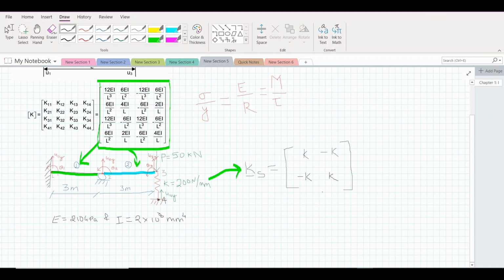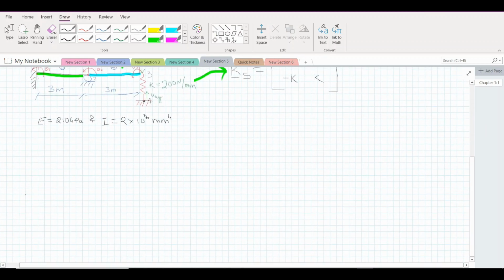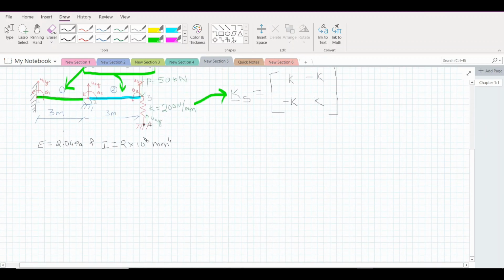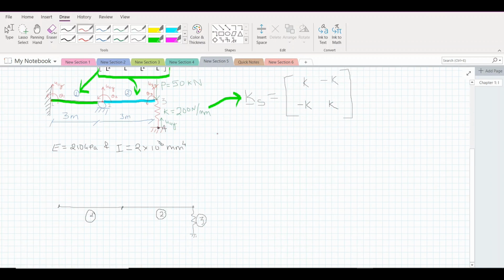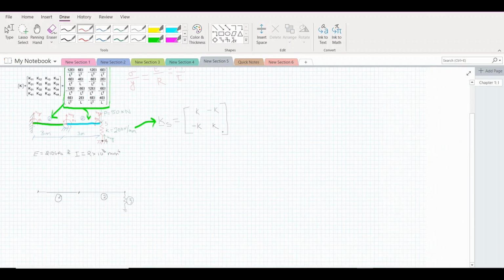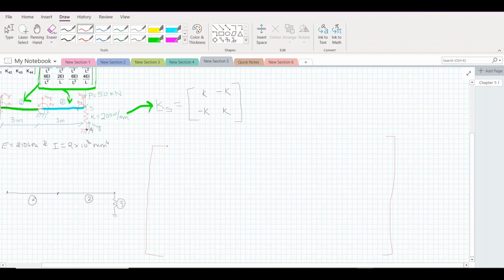Here also we can use our global direct technique to find our global matrix. So to do that, we redraw our beam. If you don't want to form local matrices, then this method can come in handy. Now in total we have 7 degrees of freedom, so what we'll write here is a 7 by 7 matrix.